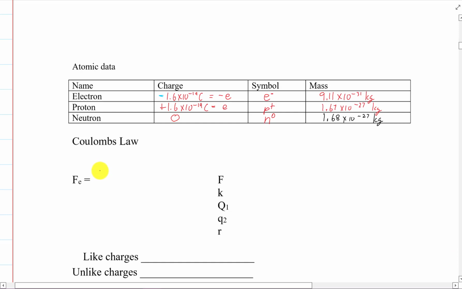Coulomb's Law: F = K Q Q, I'll just do two different Q's, all over R squared. And remember, we need a constant, and that's our K. So F is the electrostatic force, also referred to as the Coulomb Law force.